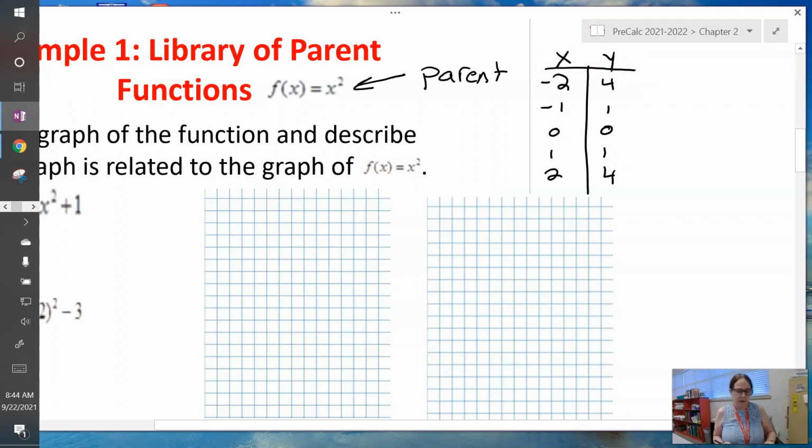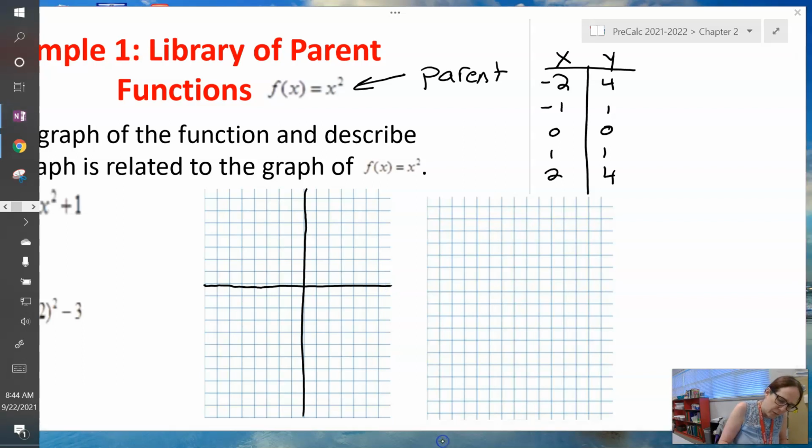So let's go ahead and plot this. -2, 4, -1, 1, 0, 0, 1, 1, 2, 4. So here's what our parent function looks like.